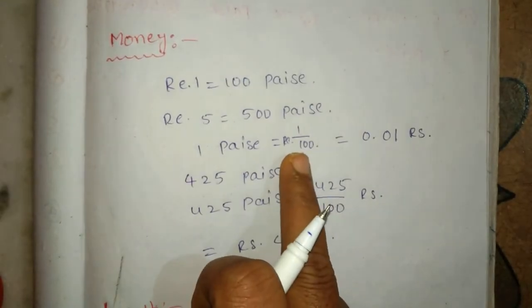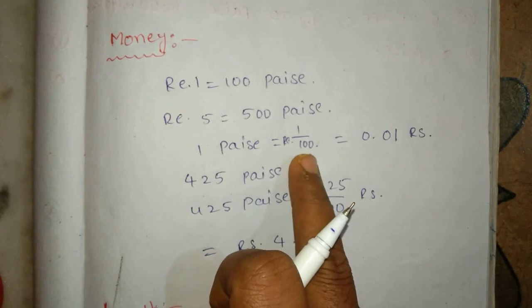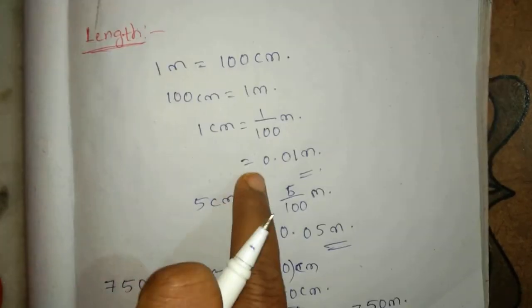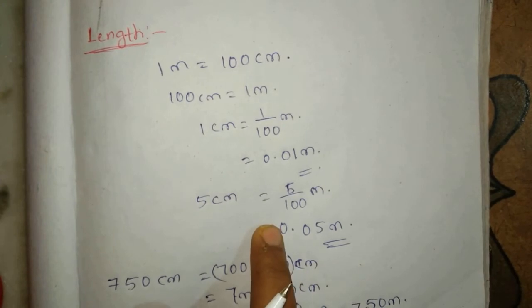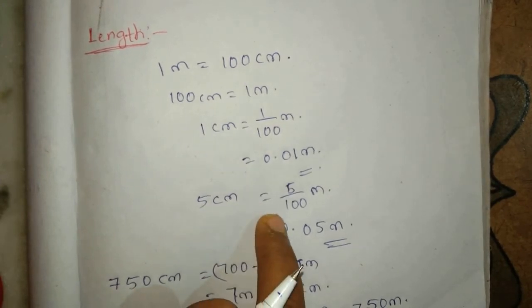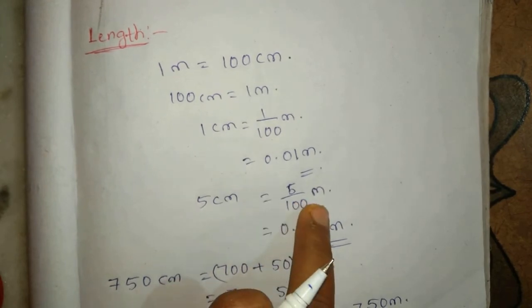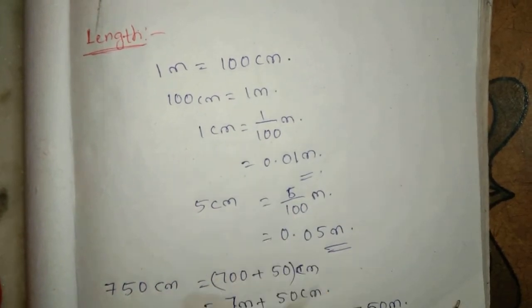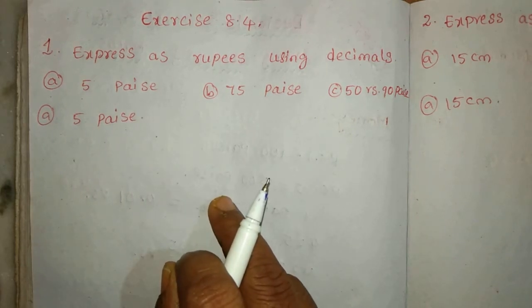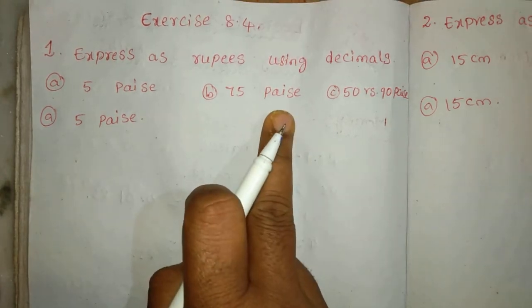So, when we represent grams in kilograms, we use decimals, and when we represent paise in rupees, we use decimal points. And also when we represent centimeters in meters, we use decimal numbers. Now let us solve a few problems based on using decimal numbers.